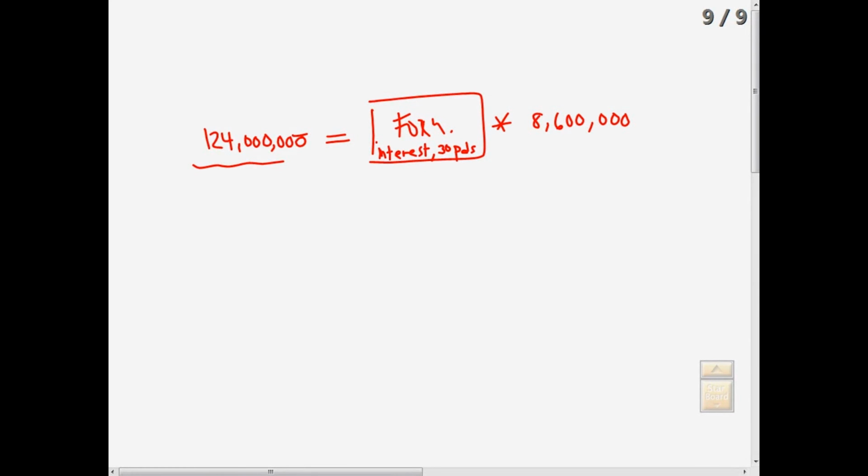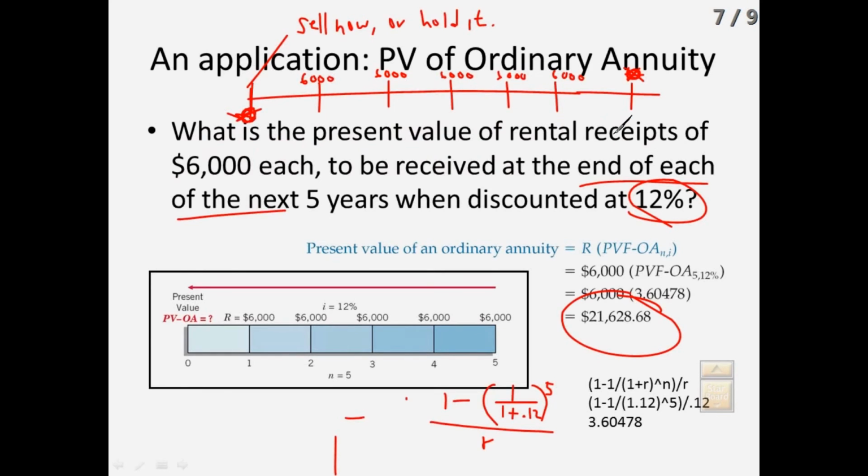Okay, so what is the formula? Well, you can go back to this thing here, which tells you the present value of an ordinary annuity. What's the problem with this formula in our setup? We have an annuity due. So how can I deal with that?